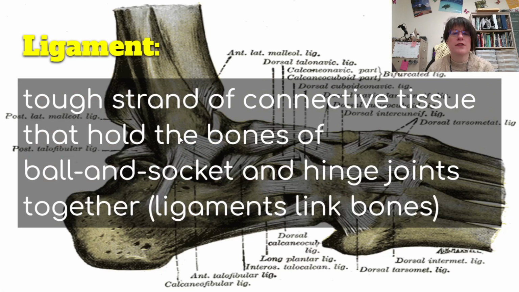Also, ligaments. These are tough strands of connective tissue that hold the bones of ball and socket and hinge joints together. I like to say that ligaments link bones to help me remember. And you can see these white structures back here holding different bones together, linking them together.